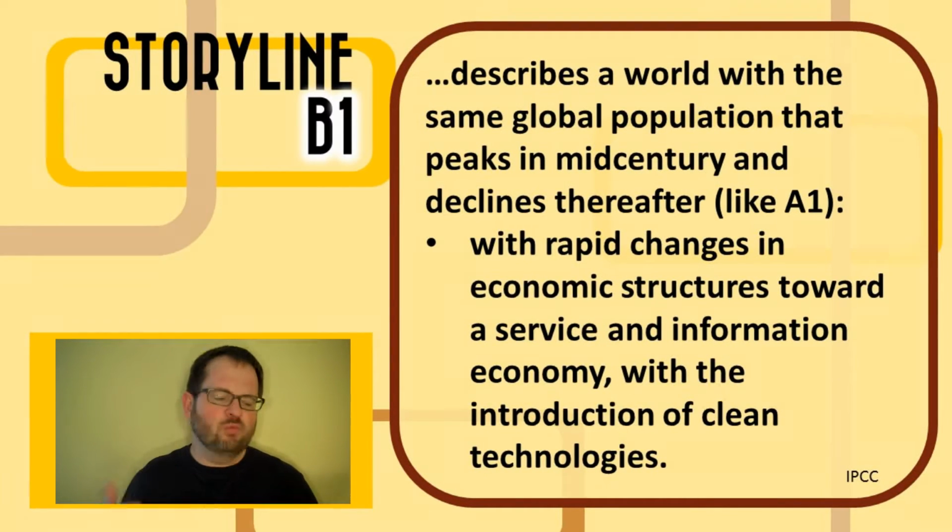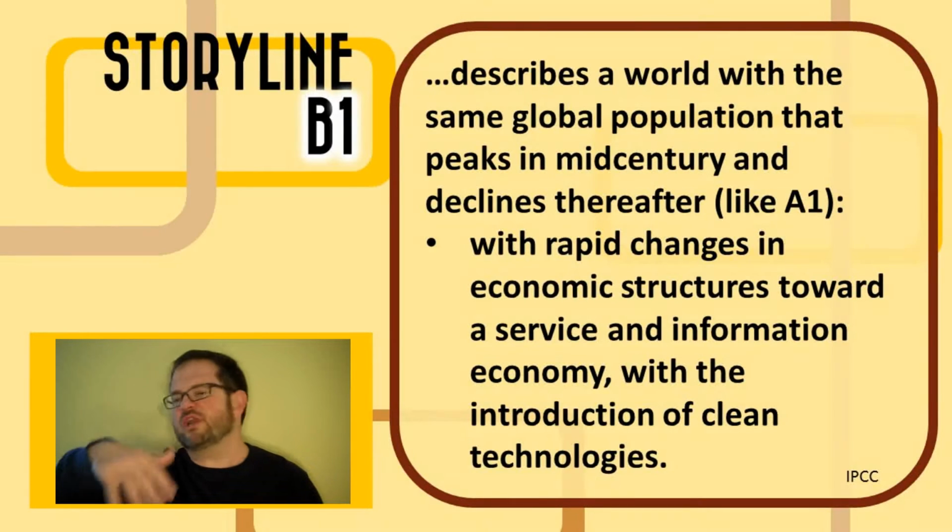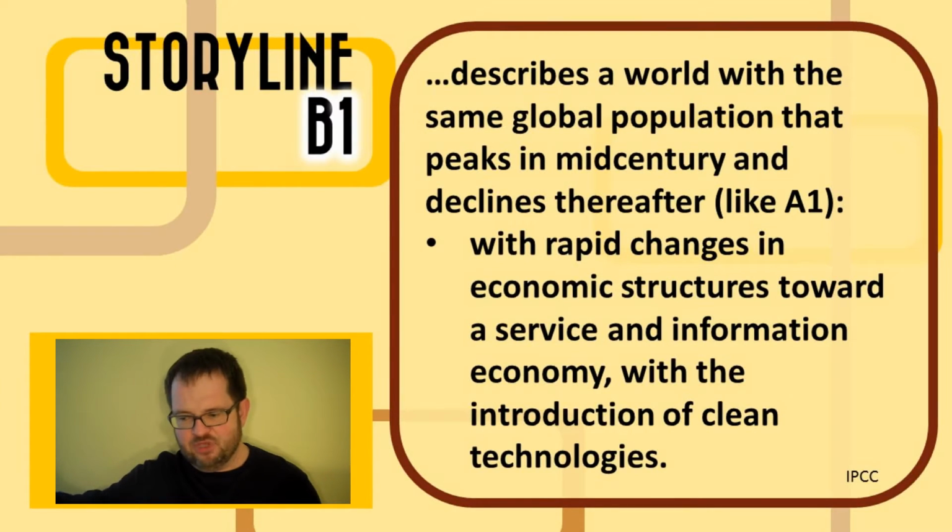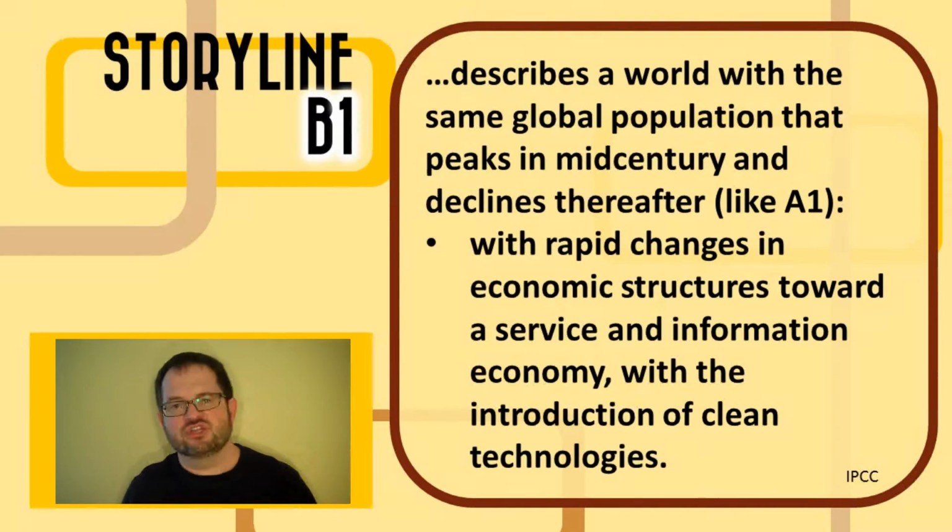The storyline B1 describes a world in which the global population does the same sort of thing it does in A1, where it keeps growing until about the year 2050, and then, by then, China and India and so on, their population has stabilized in much the way, say, Western Europe has stabilized at the present time. But there have been rapid changes in the global economy. The global economic system has restructured to be almost entirely based on services and information technology and so on.